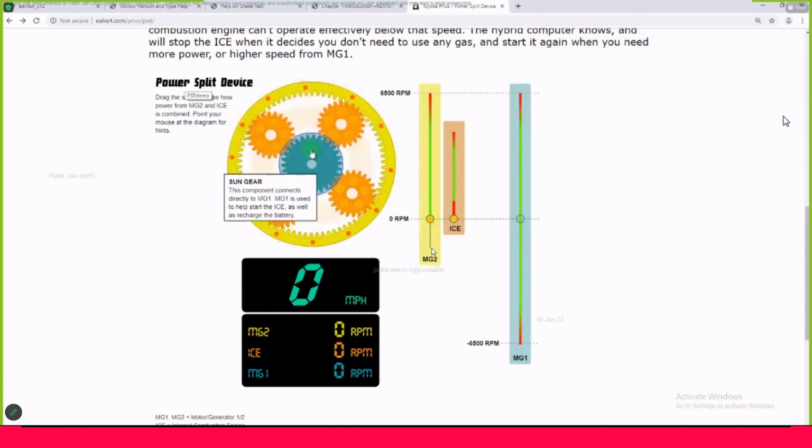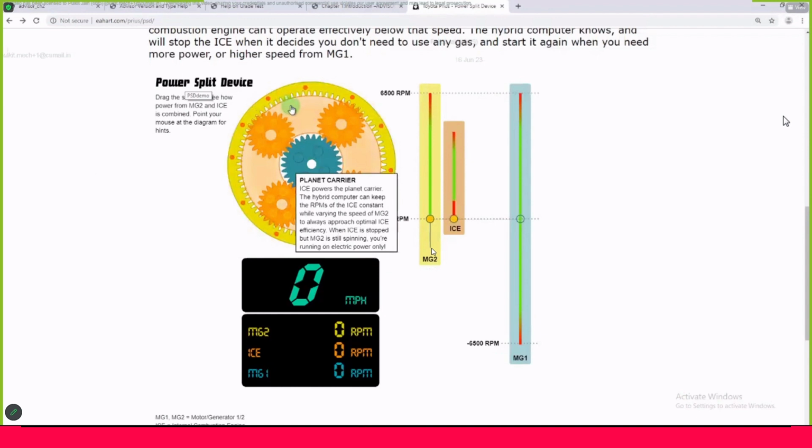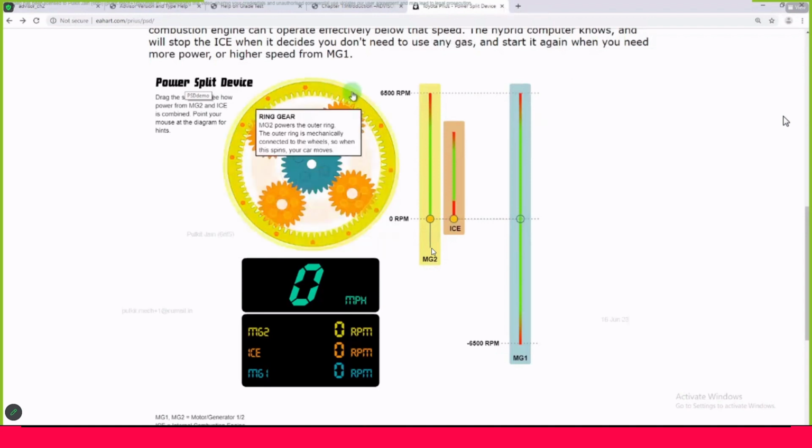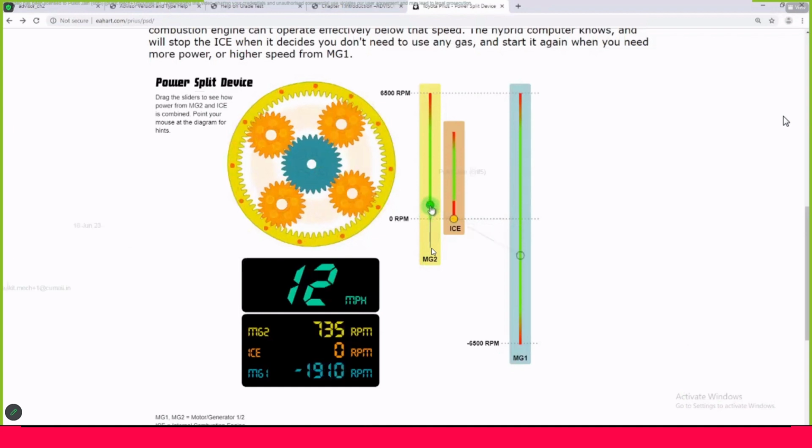So this is the sun gear, this is a planet carrier, this is the ring gear, the vehicle arrangement, and here you can see from their color which source is considered. So the outer one is with the MG2. In this particular website, it's denoted as motor generator system. So this is motor generator 2 and motor generator 1. The sun gear is connected with the motor generator 1.